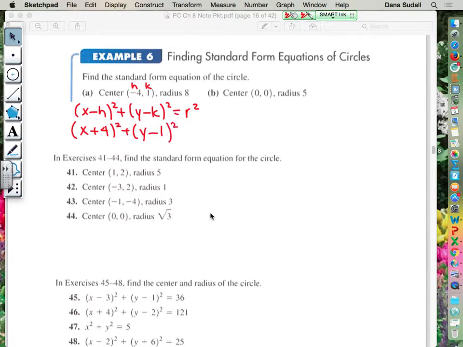Y minus the k value, which is 1. And then the radius squared, 8 squared, would give us 64. And that's the equation for the circle.